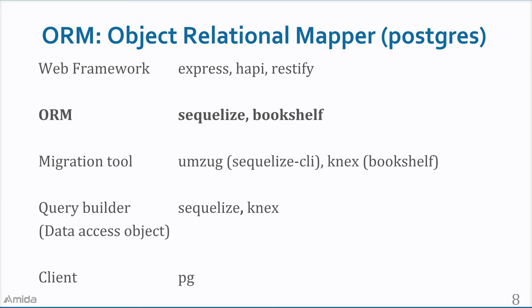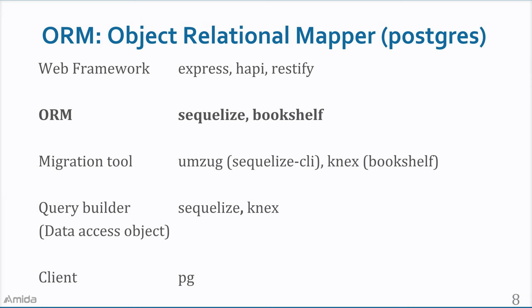I thought the acronym was data abstraction object. I might be wrong. I mean, well, I'm probably wrong. No, there are a lot of names used for these things. But the TLDR is you go from the client to the query builder to a migration tool to an ORM to a web framework. ORM and migration tools kind of sit side by side, but in this case, we're going to think about models driving migrations, which we'll talk about a little bit later.